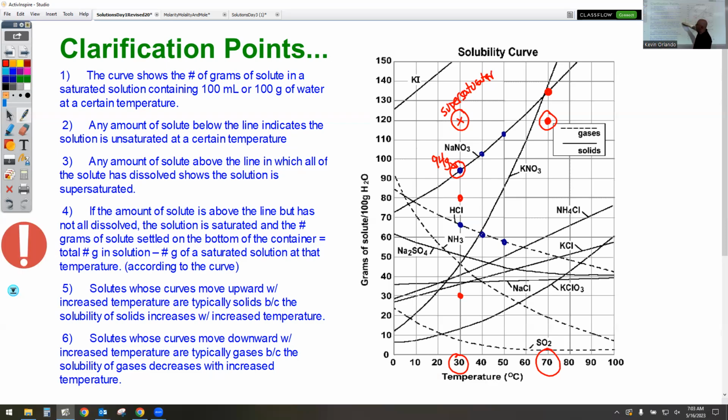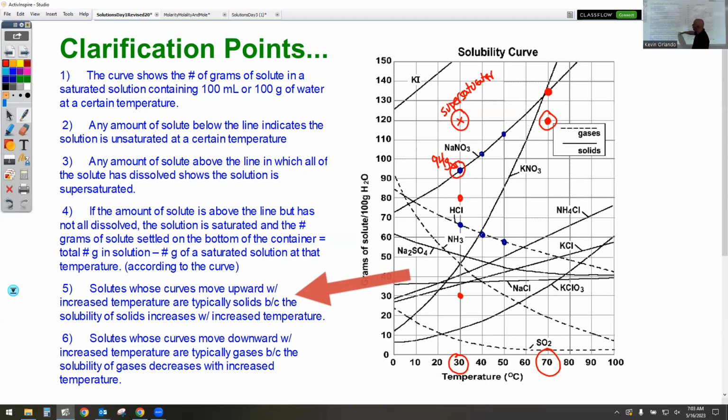Number 4, if the amount of solute is above the line but has not all dissolved, so if you dump in 120 grams and only 100 grams dissolve, that doesn't mean you're supersaturated. That still means you're saturated because you have added more, you've exceeded the saturation point, but you haven't been able to get that to dissolve. So if you look, it says the total grams in solution minus the number of grams in a saturated solution at that temperature would tell you how many grams are just sitting on the bottom undissolved.